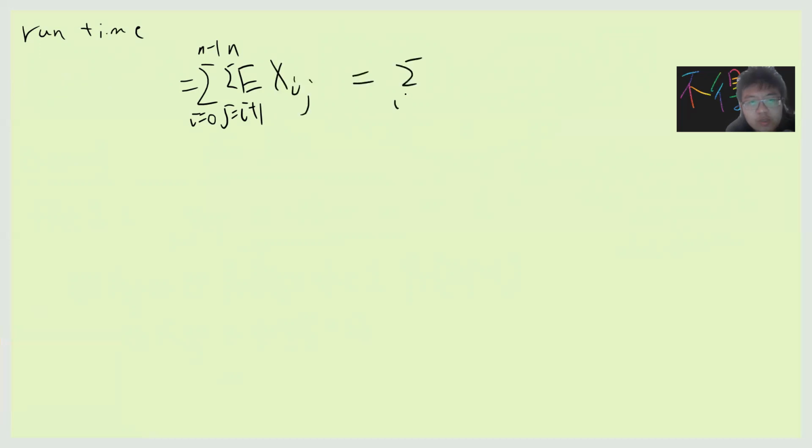Okay, so our runtime will be the following. The expectation value, sum over i from 0 to n minus 1, j from i plus 1 to n, of the expectation value of X_ij, which is the sum over i from 0 to n minus 1, j from i plus 1 to n, of the probability that X_ij equals 1, which is 2 divided by j minus i plus 1.